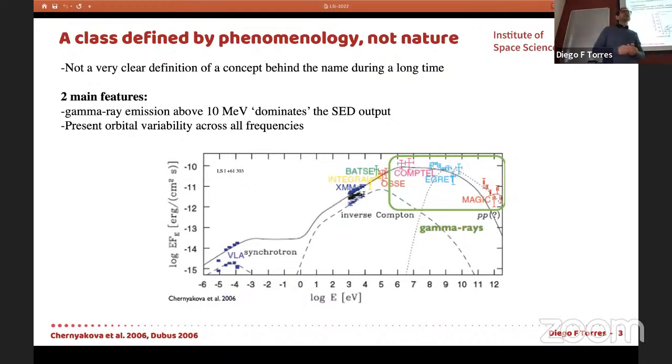In any case, the main two features of gamma ray binaries are that they emit in gamma rays, and especially the peak of the spectral energy distribution happens beyond 10 MeV. So gamma rays dominate the spectral output. And also they present orbital variability across all frequencies. These are the two main things that they do, and this is how we define gamma ray binaries.